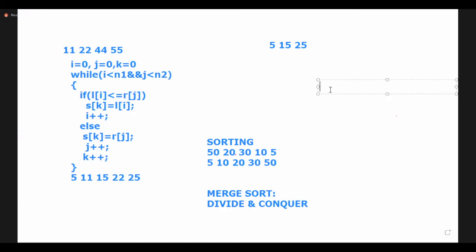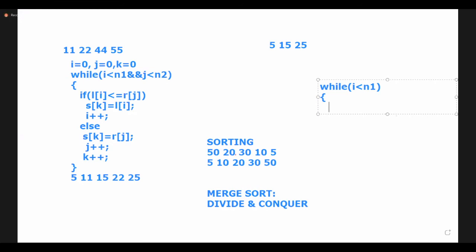Here, while I less than n1, there are two conditions. If we have reached the end of any one list, we copy the rest of the elements of the other list directly into the sorted array. So here, I less than n1 means the left side array has not reached the end.